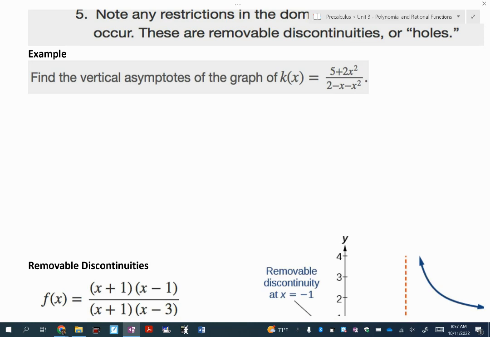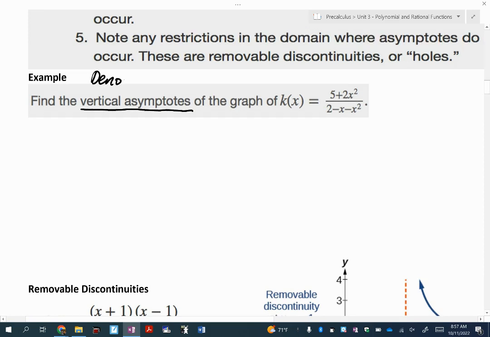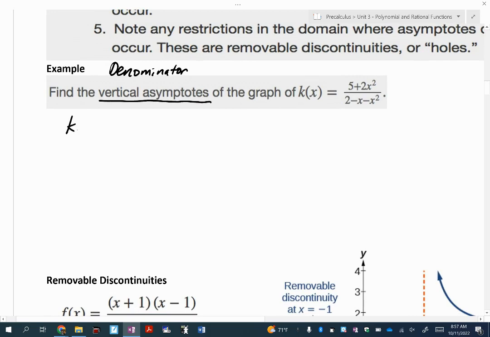So when you're looking at finding vertical asymptotes, you need to be thinking about the denominator. Let's make sure we can fully factor this. So I'm going to rewrite it again, but I'm going to write down 2x squared plus 5 all over, and then I'm going to rewrite this in order from least to greatest in terms of my exponents. Negative x squared minus x plus 2.